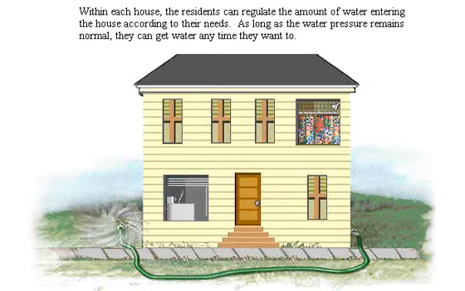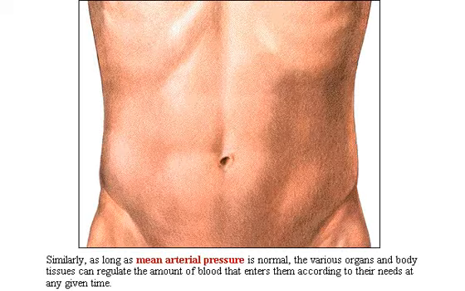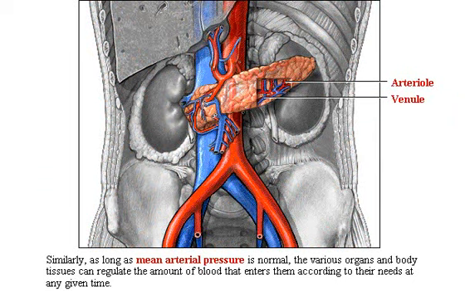Within each house, the residents can regulate the amount of water entering the house according to their needs. As long as the water pressure remains normal, they can get water anytime they want to. Similarly, as long as mean arterial pressure is normal, the various organs and tissues of the body can regulate the amount of blood that enters them according to their needs at any given time.